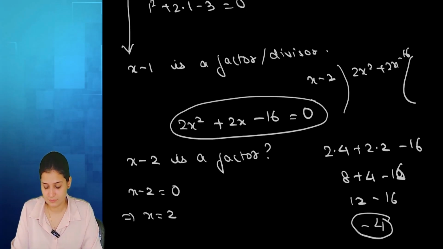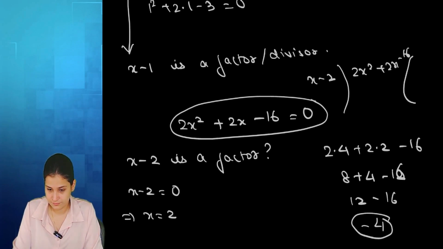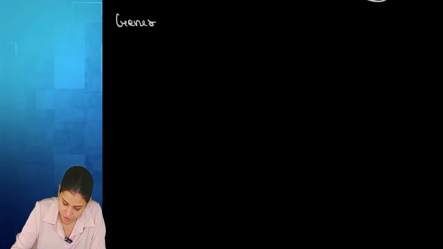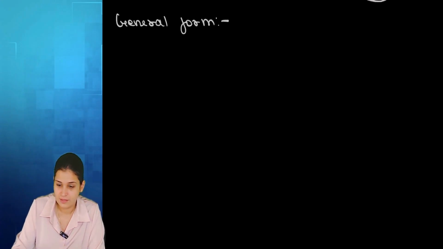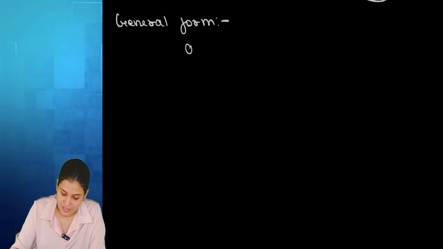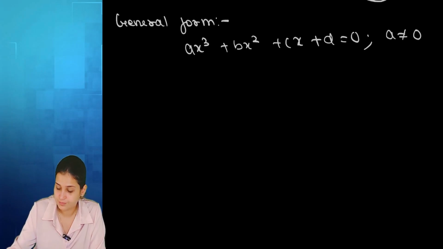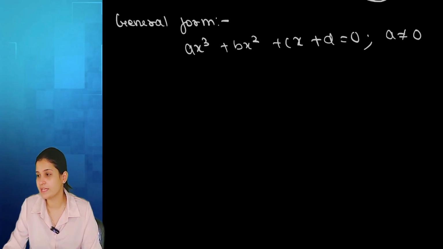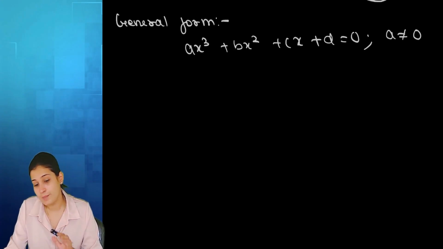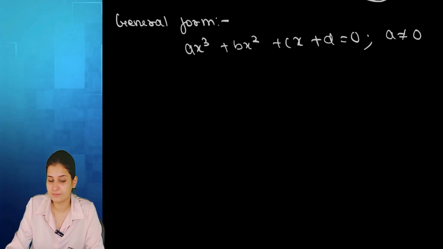Everybody? Now, can you tell me what will be the general form of a cubic equation? I'll have a cube term, then a square term, a linear term, and a constant term. But a can't be 0, otherwise there will be no cubic term. How many maximum roots can it have?